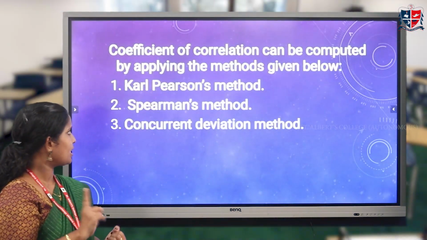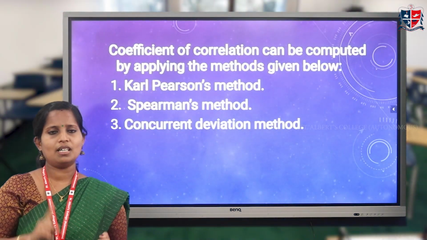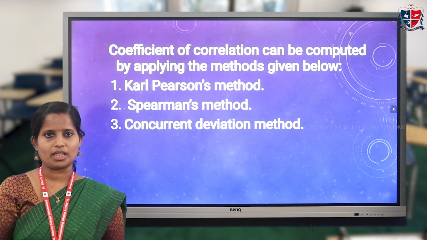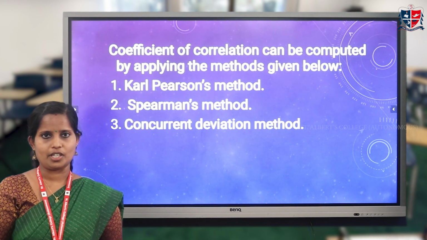The first is called Pearson's correlation coefficient method. The second one is Spearman's rank correlation method. The third one is the concurrent deviation method.